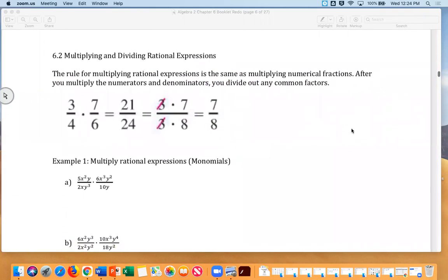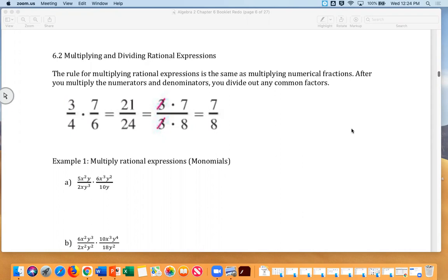Now, that little bit of advice I gave you was crucial to 6.2. So this is the start of 6.2. Here's the thing with 6.2. Don't multiply things out. Cancel first and then multiply. Okay? Here's why.